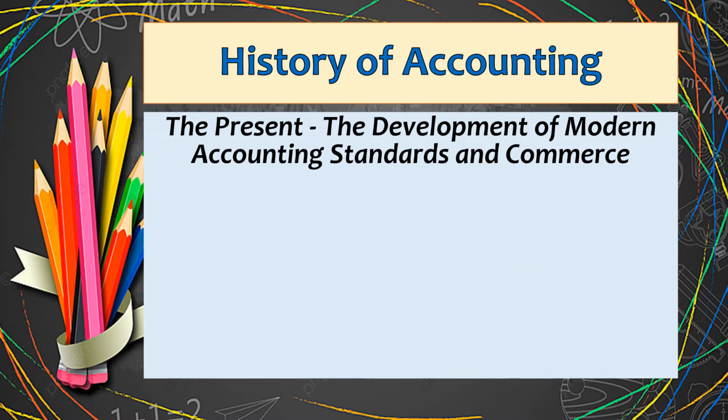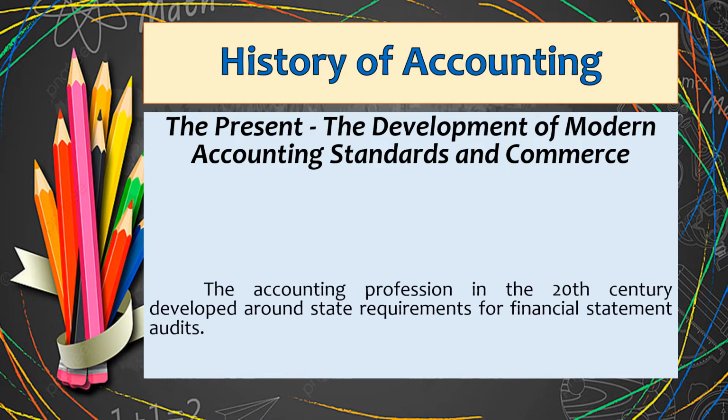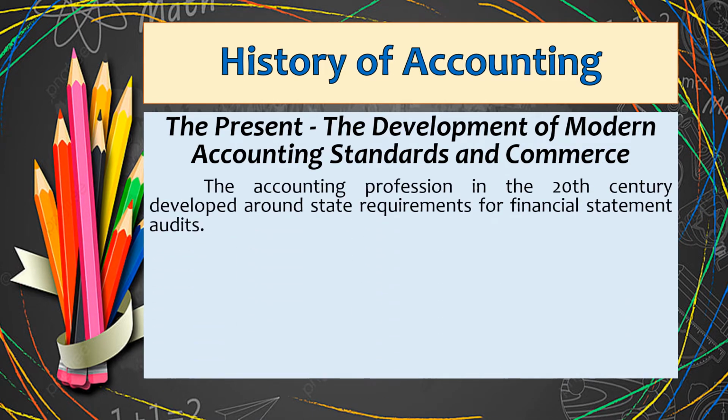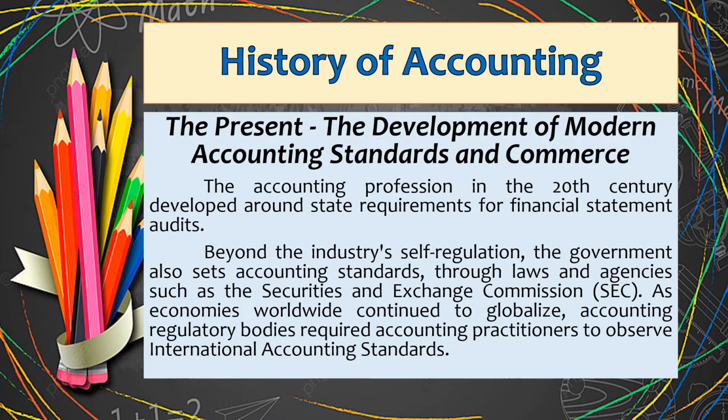Let us now have the present, the development of the modern accounting standards and commerce. The accounting profession in the 20th century developed around state requirements for financial statement audits. Beyond the industry's self-regulation, the government also sets accounting standards through laws and agencies such as the Securities and Exchange Commission. As economies worldwide continued to globalize, accounting regulatory bodies required accounting practitioners to observe international accounting standards.